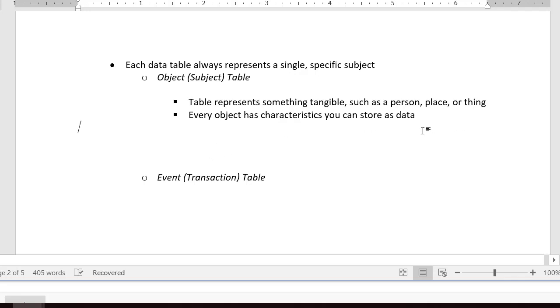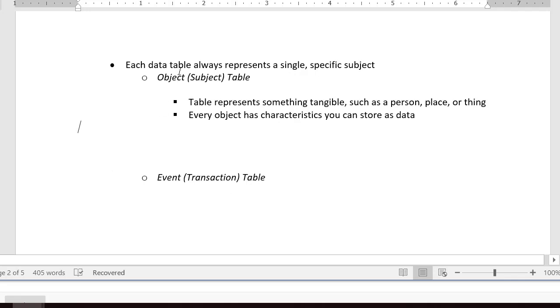So person, place, or thing, each record should be about only one of those items. And then each of those items can have characteristics and store as data. So person might be their first name, last name, so on. A place, Grice Hall, where it's its longitude, latitude, so on. Okay, so hopefully you get a feel for that.